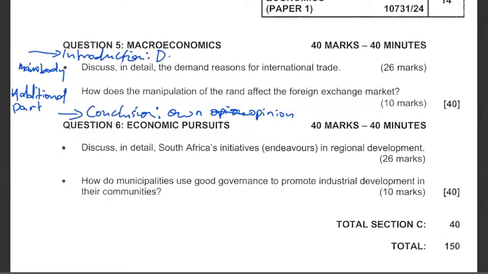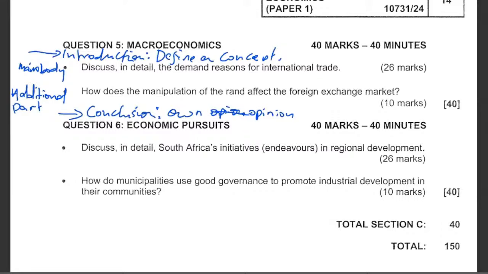So now remember, under introduction, define a concept. Okay, right. So now let's check our question 5. In the introduction, we are going to explain international trade. When we talk of international trade under our introduction, remember we are fighting for 2 marks, and international trade is nothing but a process of buying and selling of goods and services amongst different sets of countries.